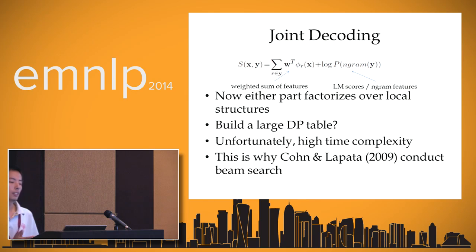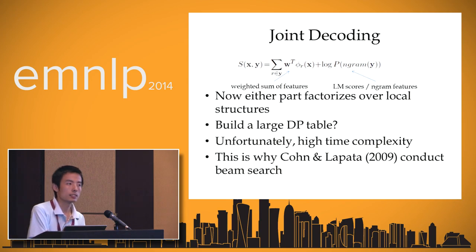And now, if we do not view them individually but put them together, we get our scoring function in the paper. We can find that either part can factorize over some local structures. The first part factorizes over the transduction rules, and the second part factorizes over the n-grams. So either part can factorize over local structures. But if we put them together, they factorize over different kinds of structures.